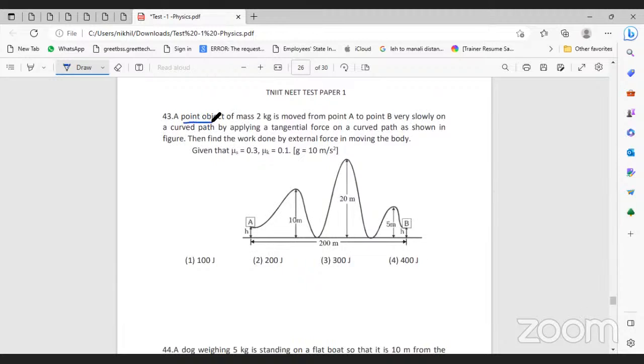There is a point object of mass 2 kg. It is moving from A to B. A is here, B is here. Now, there is no change in the potential energy because both A and B are at the same height. So you can tell the net work done will be 0.